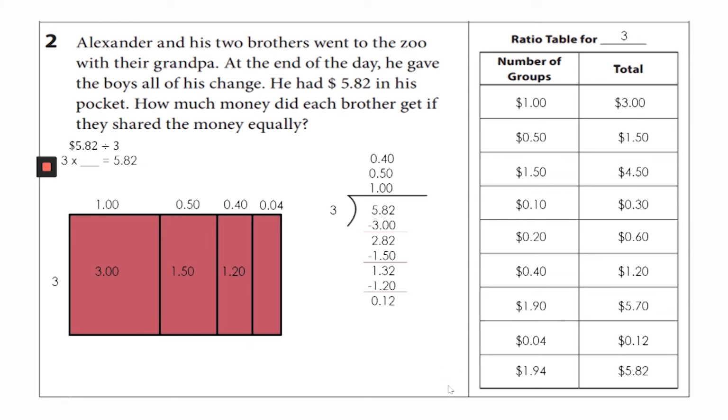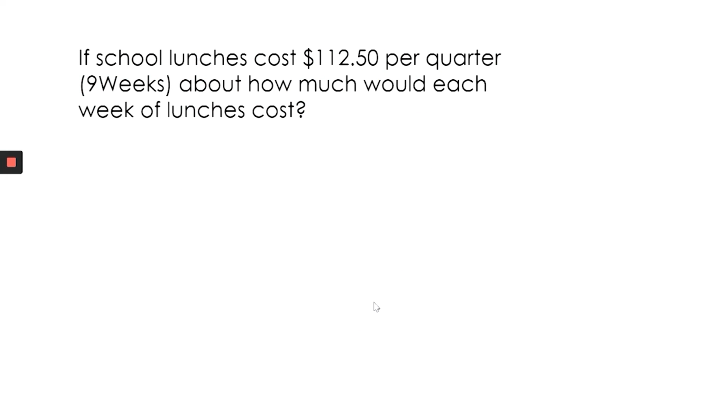And we knew that that was 4 cents. So adding it up here, 4 cents times 3 is 12 cents. And when we subtract, now we don't need to divide anything else up anymore. Where's our answer? It's across the top. $1 plus 50 cents plus 40 cents plus 4 cents, that's $1.94. So $5.82 divided by 3 is $1.94.